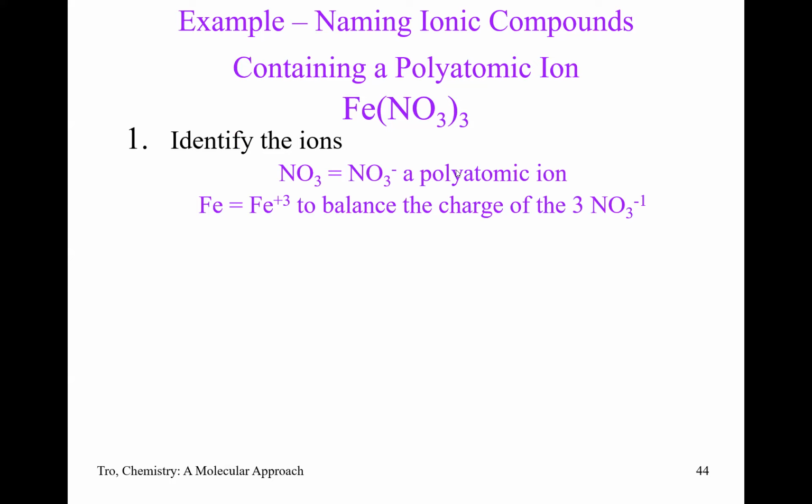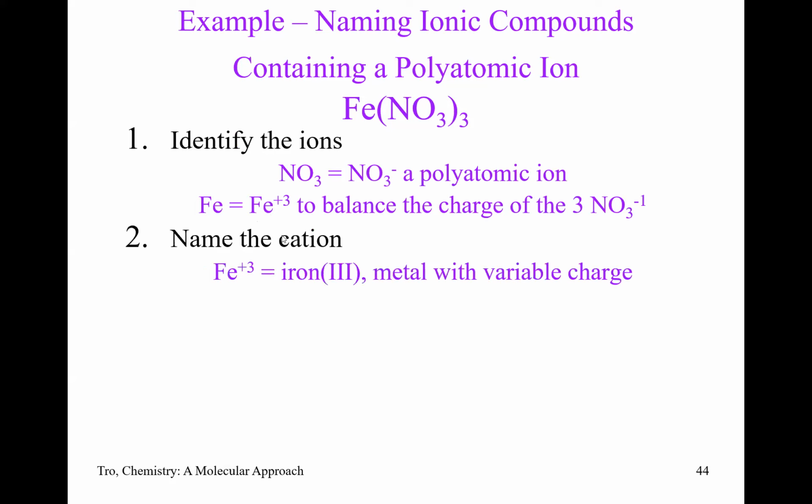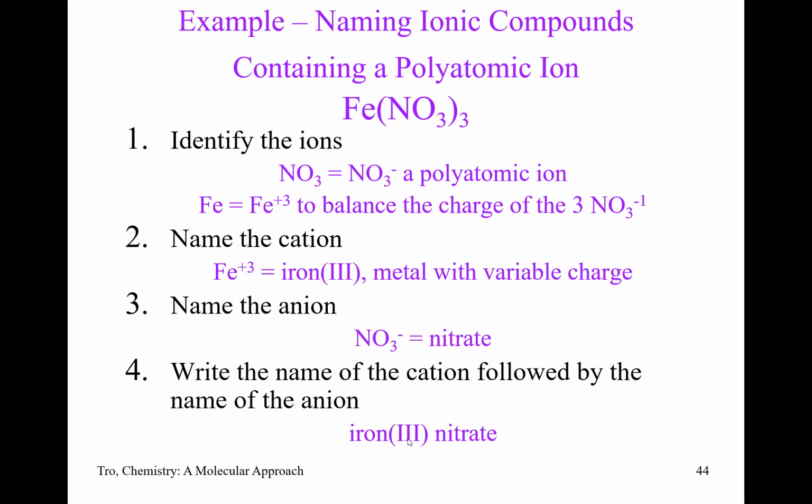Okay, so the charge on the polyatomic ion is fixed. It's a -1, and we got 3 of them. So that must mean the species is neutral. So that must mean the iron's a +3. We show that with the Roman numeral. So iron(III) nitrate.